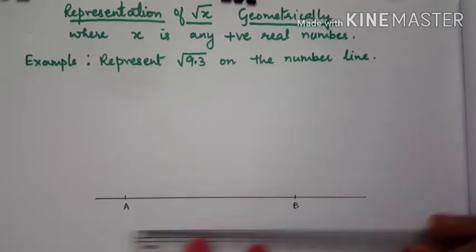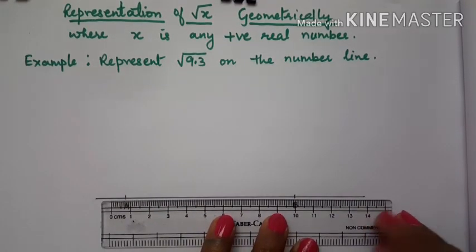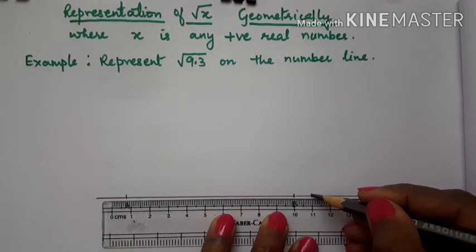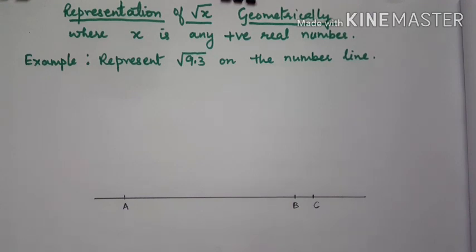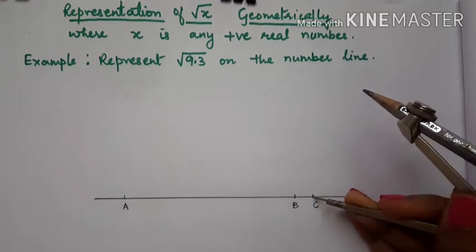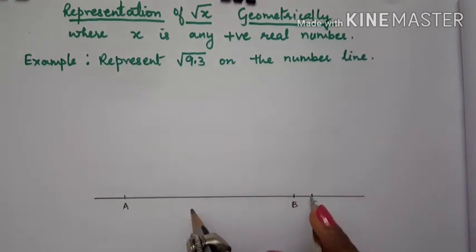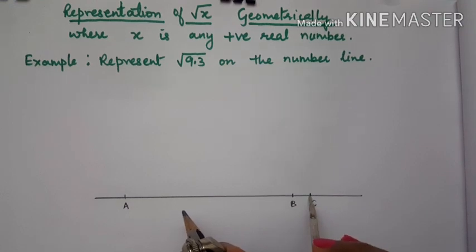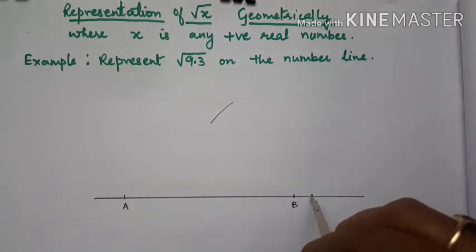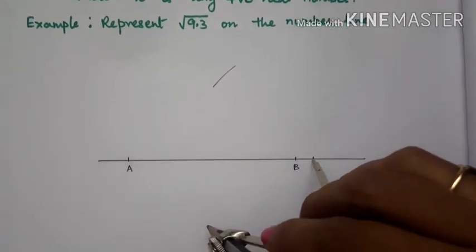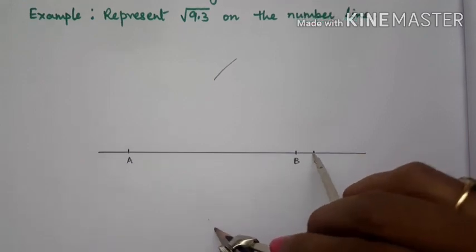Now, mark another point C on this line such that BC is 1 centimeter. Now, line segment AC measures 10.3. Keeping the pointer at C and taking distance in the compass slightly more than half, cut arcs above the line and below the line.